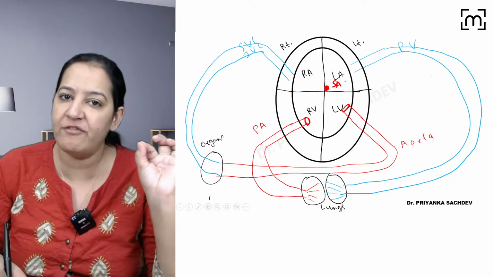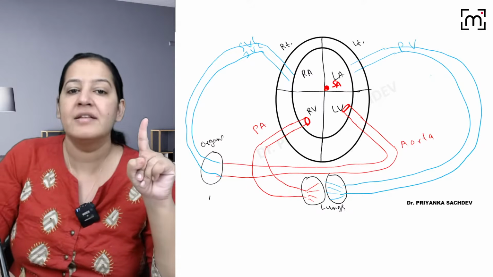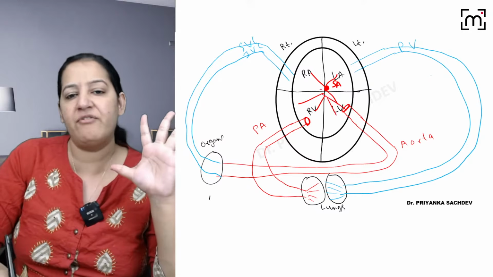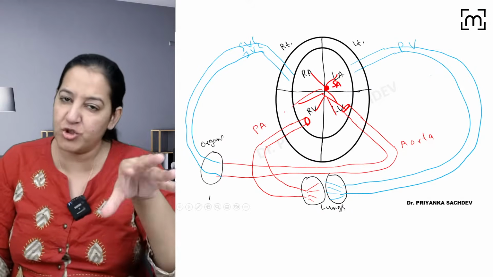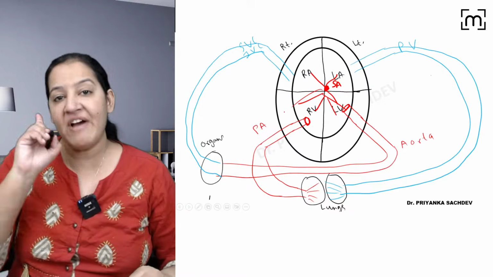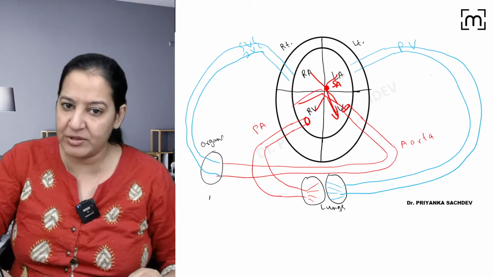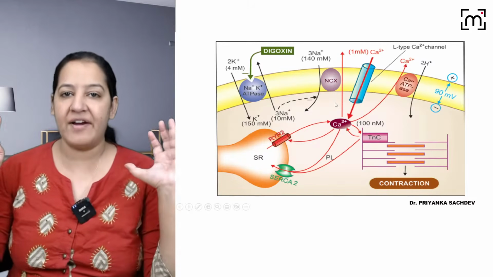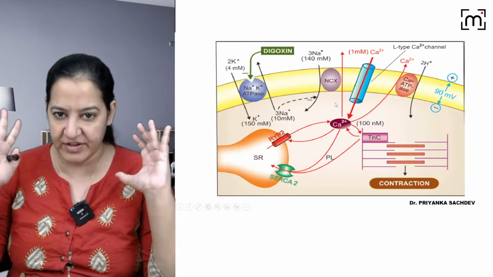From SA node, the wave of depolarization arises, right? This wave of depolarization goes everywhere, and wherever this wave of depolarization is going, that portion of the heart shows contraction. So when the wave of depolarization is coming to the left ventricle, let's start from that. Now in this diagram, I will show you the mechanism of action of Digitalis.